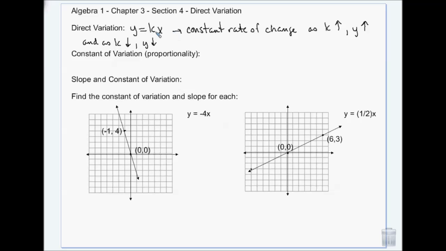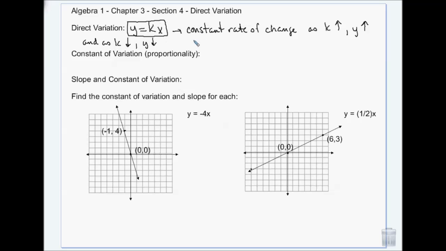Direct variation is of the form y equals kx. What it implies is that there's a constant rate of change. It's a direct variation so that if k increases, y increases. If k decreases, y decreases. They're directly related to each other.